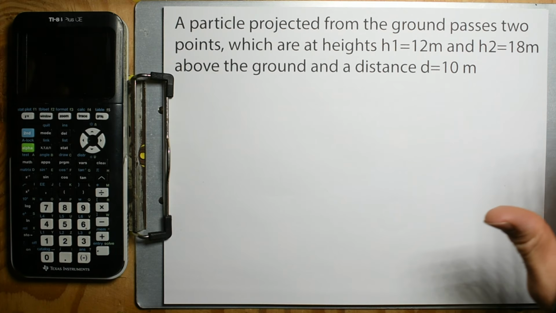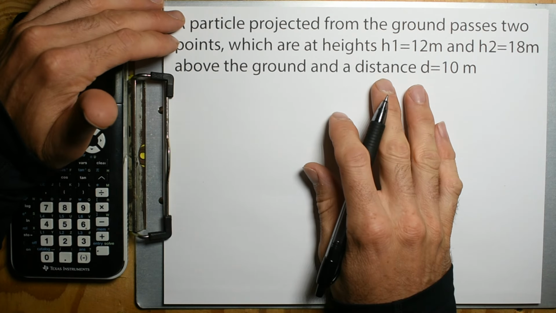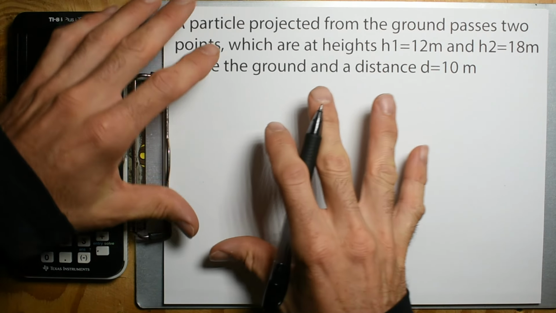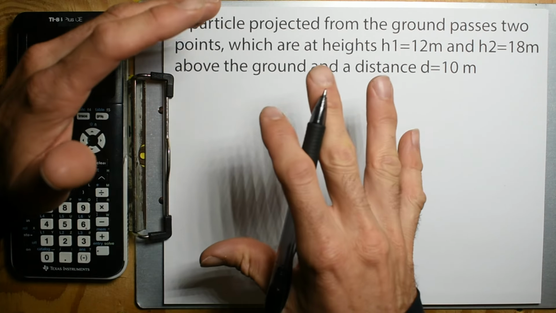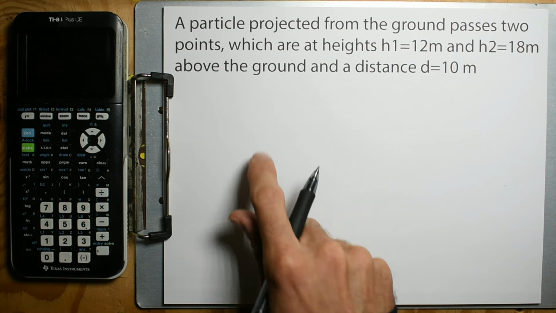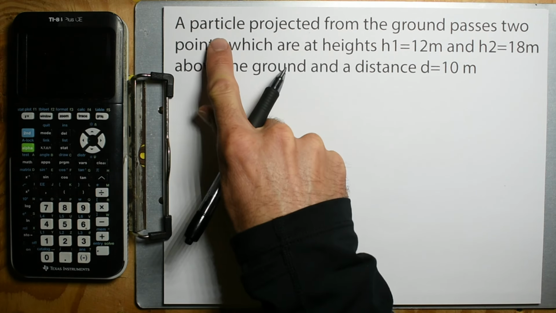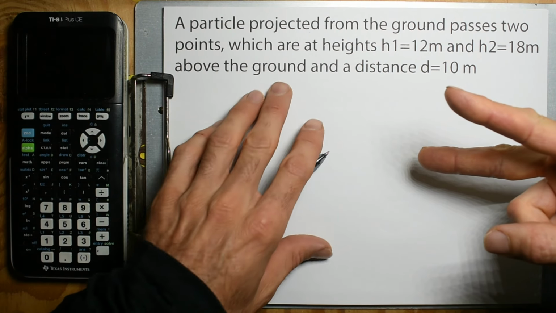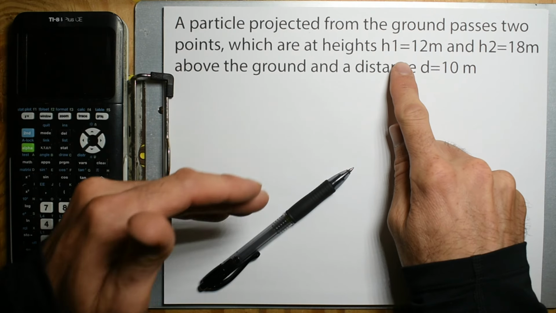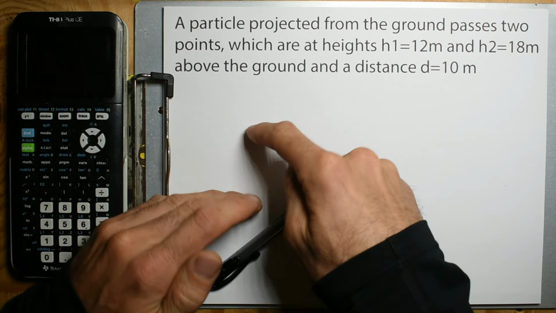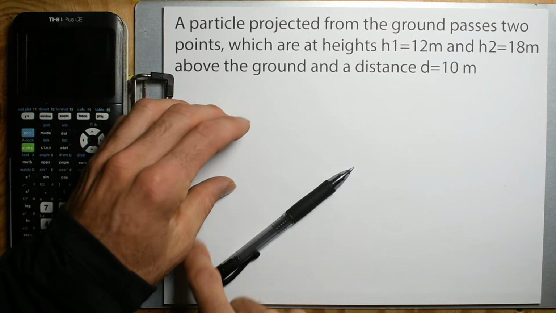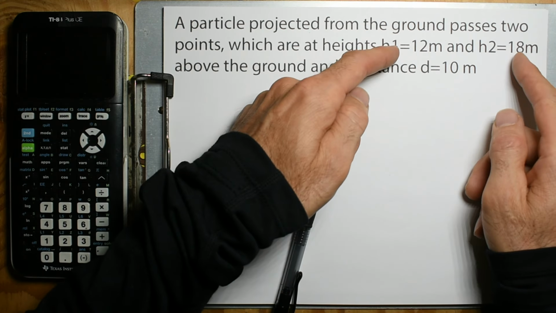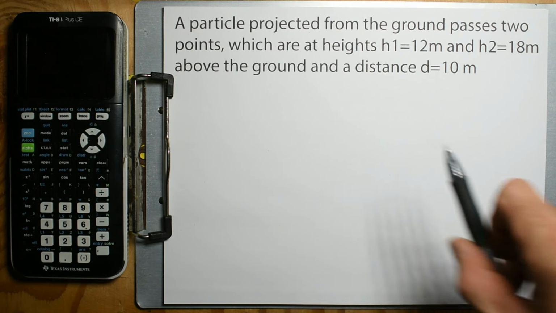Alright, hell yeah. I have looked at this problem. Last night I actually took a look at it. So, you know, that said, I haven't put anything to paper. I just thought of one way to start. But this says, let's read it. A particle gets projected from the ground, and then it passes 2 points, which are at a height of 12 meters, and then the second height is 18 meters above the ground. And then there's a distance between these 2 points of 10 meters.